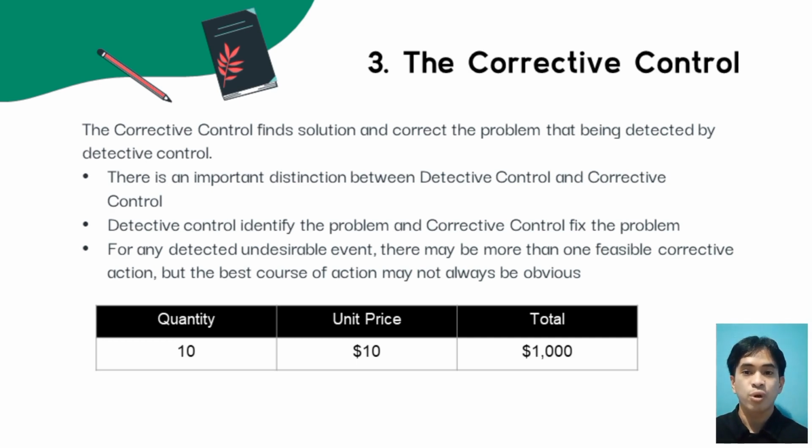We also need to remember that for any detected undesirable event, there may be more than one feasible corrective action, but the best course of action may not always be obvious. Let us use this again as an example. Look at the problem, you may say na yung mali is yung total kasi instead na 1,000, it should be 100. But it may not be the best solution kasi possible na yung mali is yung quantity kasi instead na 10 pieces, maybe it should be 100 pieces.